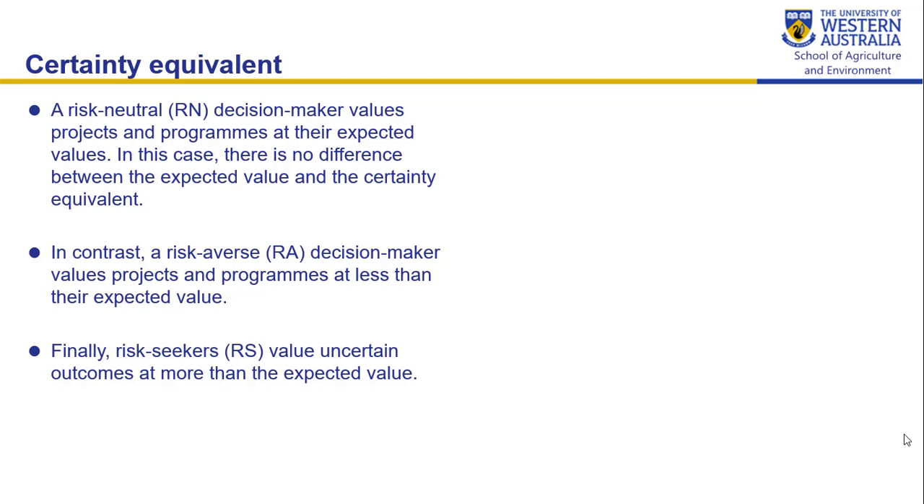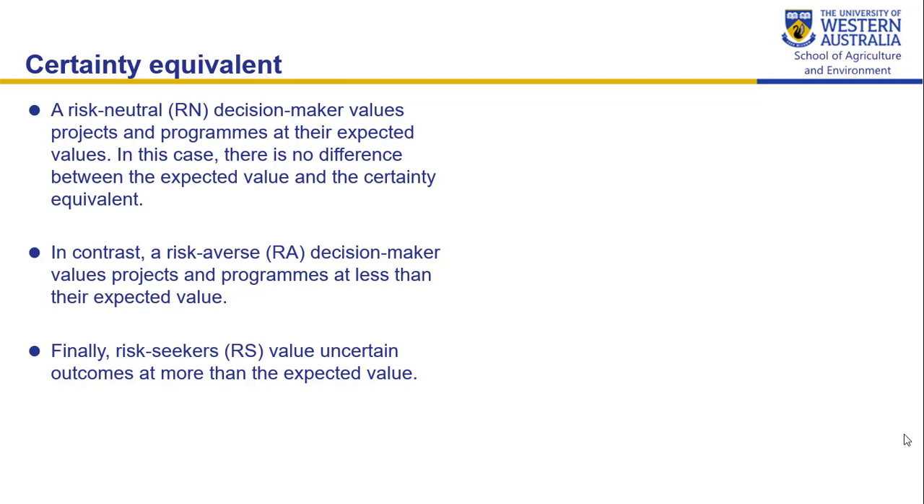With a certainty equivalent concept, a risk neutral decision maker values projects and programs at their expected values. In this case, there is no difference between the expected value and the certainty equivalent. In contrast, a risk averse decision maker values projects and programs at less than their expected value. Finally, risk seekers value uncertain outcomes at more than the expected value.